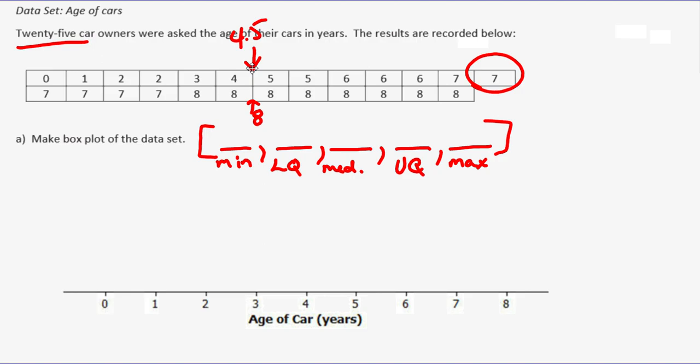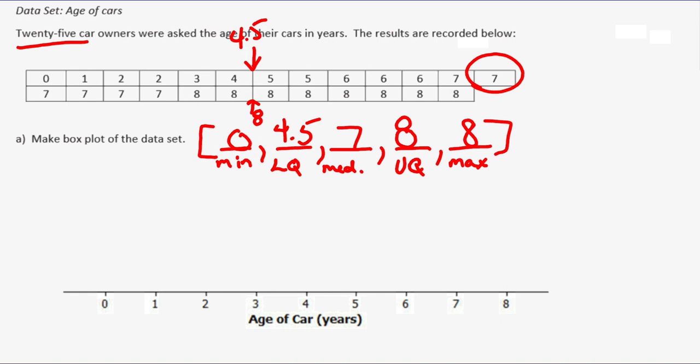Calculating our lower quartile, that would be between the 4 and the 5 mark, so that would be 4.5. And our upper quartile is between these two 8s, so it would be 8. So if I fill in my 5-number summary, this is what I have: 0, 4.5, 7, 8, and 8.